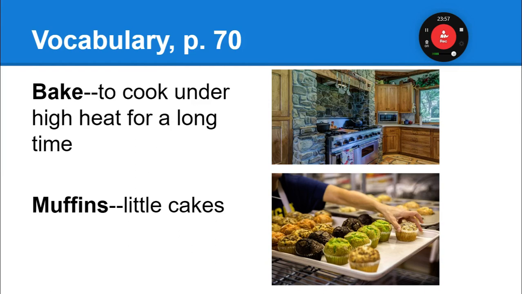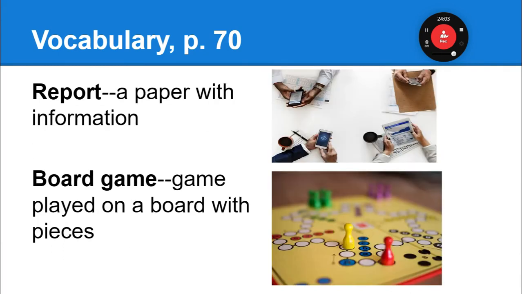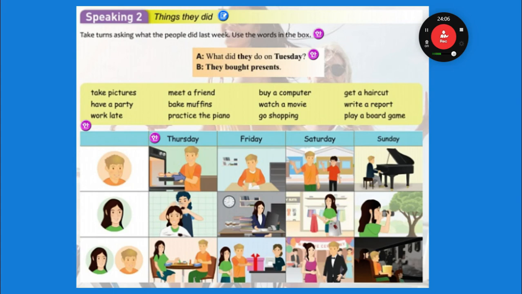Okay, so now we're going to go and look at bake, muffins, report, board game. So know how to say, what did he do on Tuesday? What did they do on Tuesday? They, and then the thing they did, bought presents. Know what all of these things are here in the yellow box in the middle. Take pictures, have a party, work late, meet a friend, bake muffins, practice the piano, buy a computer, watch a movie, go shopping, get a haircut, write a report, and play a board game.